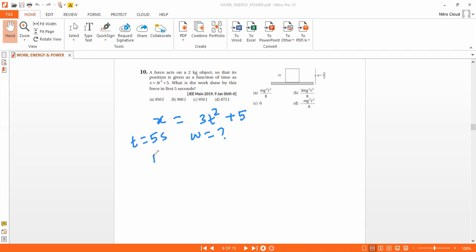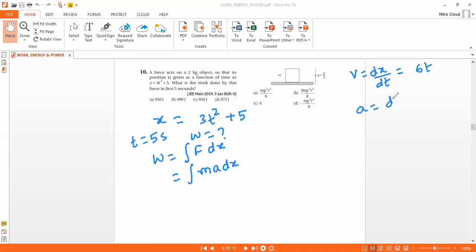So work done I can write as integral f times dx. Here position is x. Instead of f, I can write it as ma dx. Velocity v equal to dx by dt, that is nothing but 6t. So acceleration is equal to dv by dt, that is nothing but 6. They gave that mass is 2 kg.